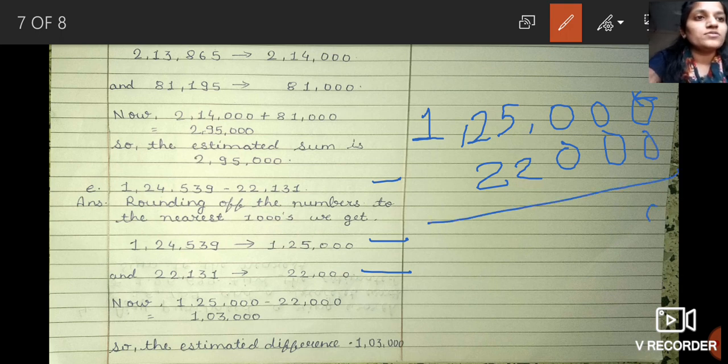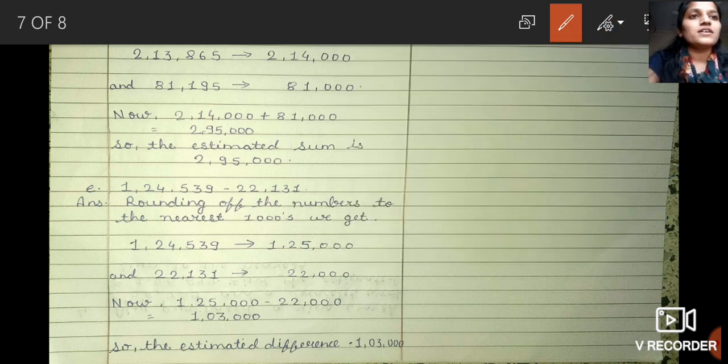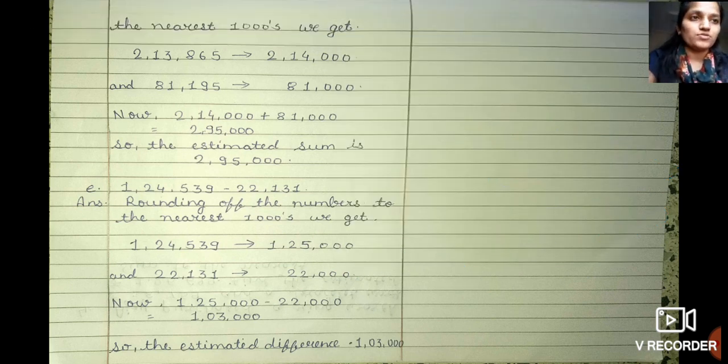0 minus 0, 0, 0 minus 0, 0, 0 minus 0, 0, 5 minus 2, 3, 2 minus 2, 0, again 1 will become as it is. So our final answer is 1,03,000. Okay. So students, I hope you all have understood.